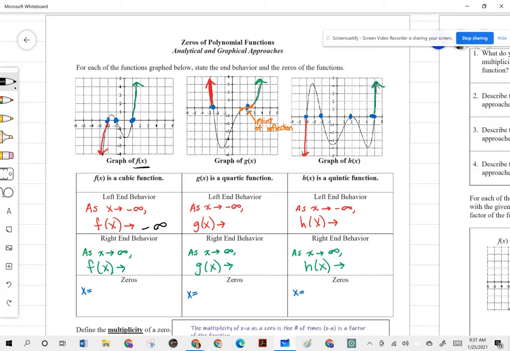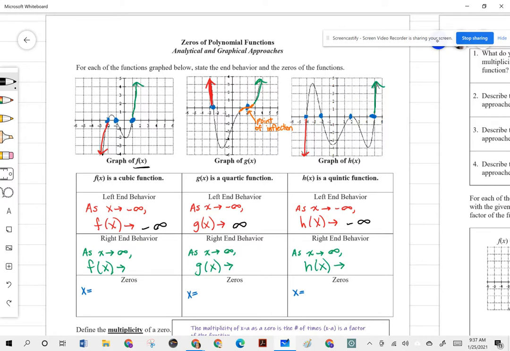So now let's take a look at g of x and look at the left behavior. Look at where the red arrow is going, right? As x goes to negative infinity, g of x approaches positive infinity. Now let's take a look at h of x. As x approaches negative infinity, and again, this is the red, h of x, which is the y value, approaches negative infinity.